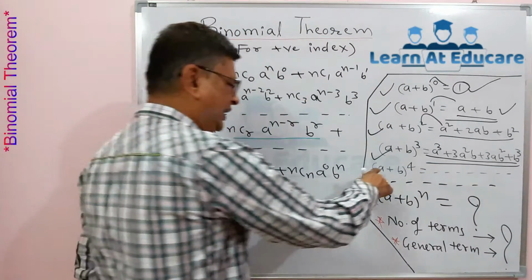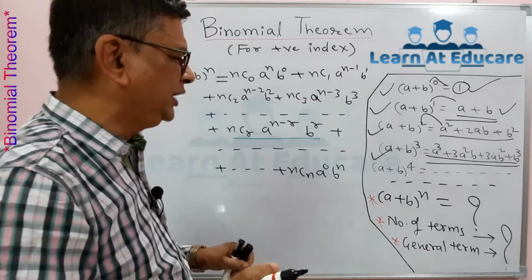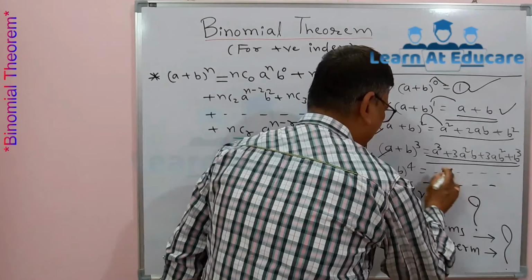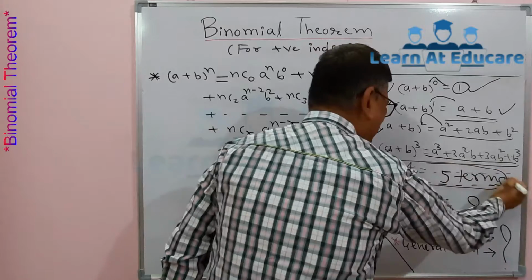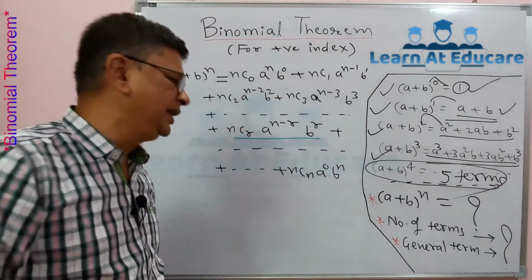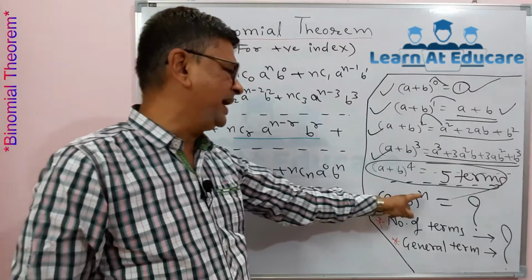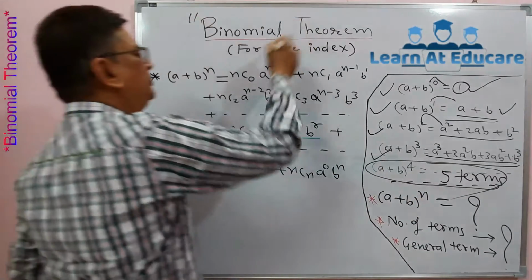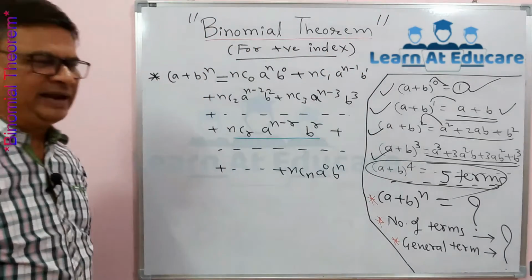Then similarly we can have (a plus b) raised to 4, but if you don't write it, you can only guess how many terms it will contain. This will contain 5 terms. So (a plus b) raised to 4 will contain 5 terms, and then obviously in general (a plus b) raised to n, which is written here, and that is called binomial theorem for positive index, and that is (a plus b) raised to n.